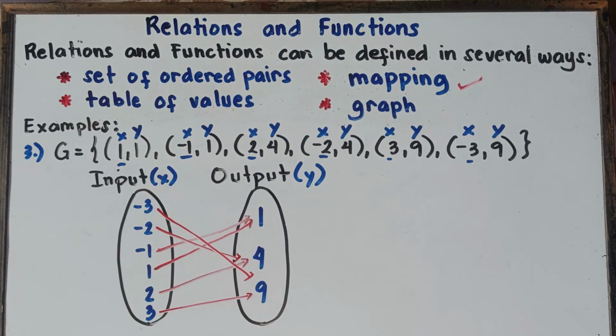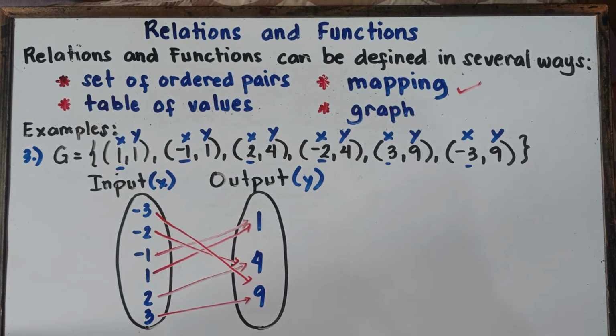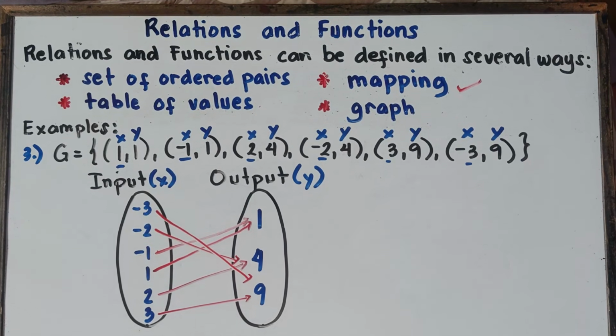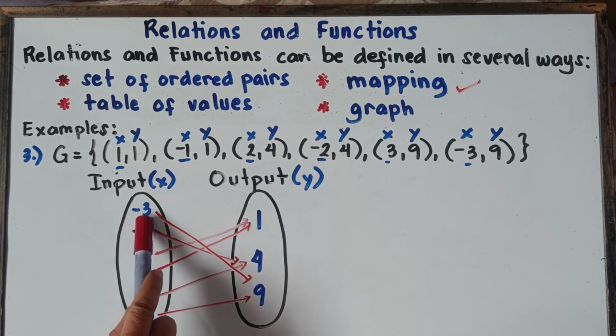Now, question, class, is this a function or not a function? That's correct, this will be a function, class. Now, question, sir, why is that, sir? Why is this a function, sir? Now, this is a function, class, because each input has exactly one arrow pointing to an output.